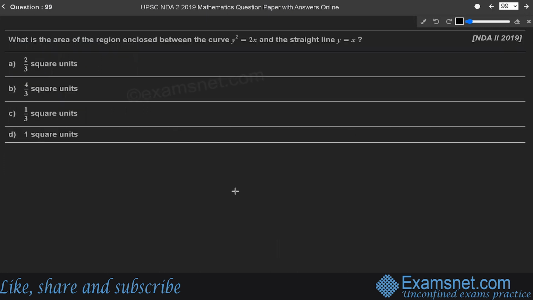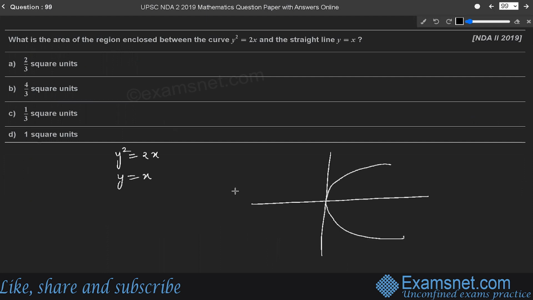Next question is, what is the area enclosed between the curve y square is equal to 2x and the straight line y is equal to x? So before solving this question, first let us understand the diagram. Let this be the curve and let this be the straight line. So this is the area which we have to find. Consider this is M and this is P. This is y is equal to x and this is for the curve y square is equal to 2x.